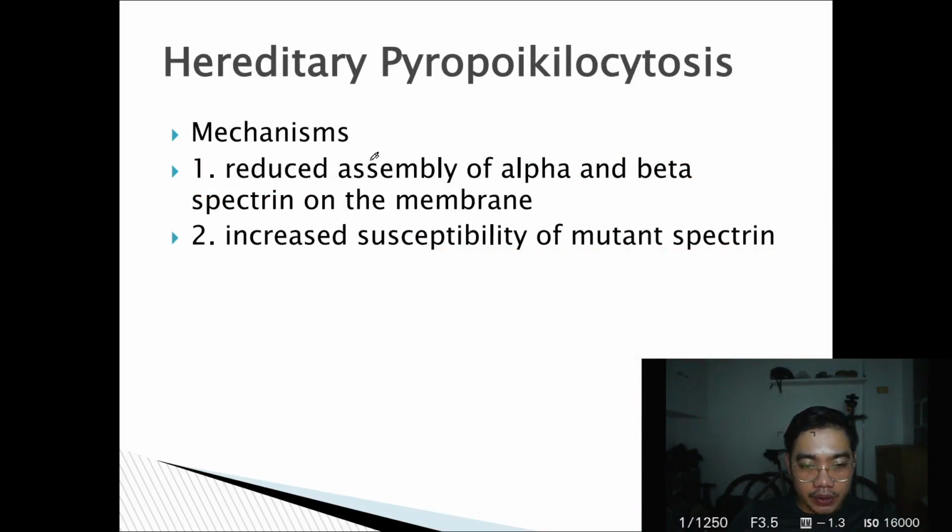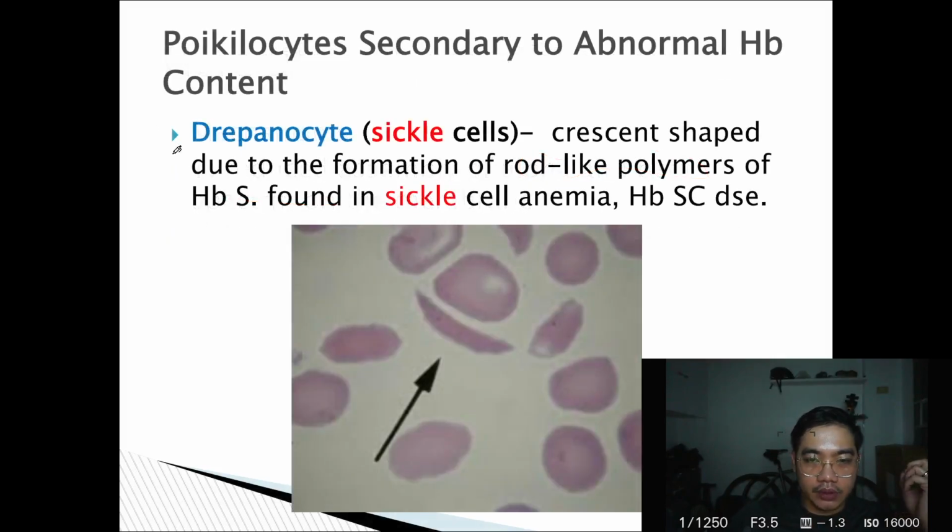Hereditary pyropoikilocytosis, there are problems with your alpha and beta spectrin on the membrane. What happens is your red cell is very sensitive to heat. That's why once exposed to severe heat like burns or fever, they tend to change morphology. So that's why ito.